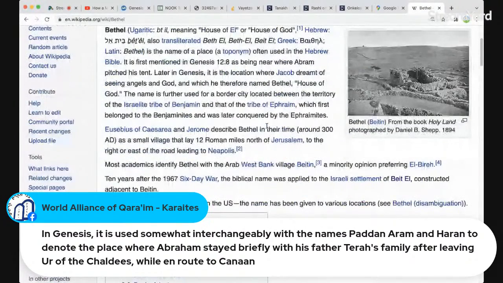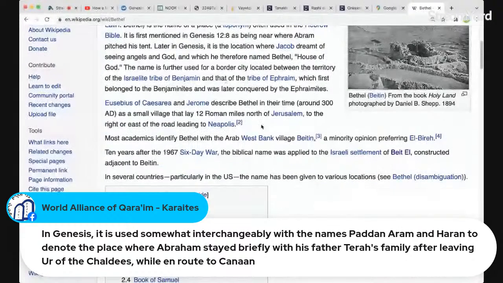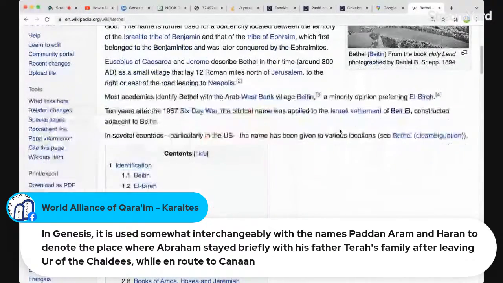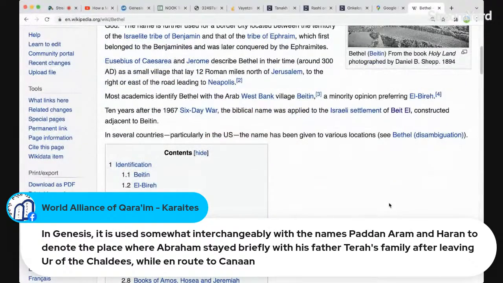The name is further used for a border city located between the territory of the Israelite tribe of Benjamin and that in the tribe of Ephraim, which first belonged to the Benjamites and then was later conquered by the Ephraimites.